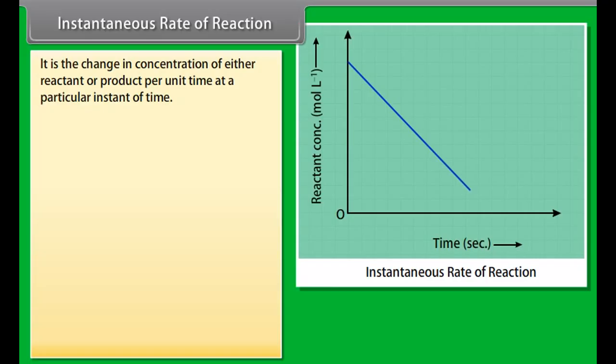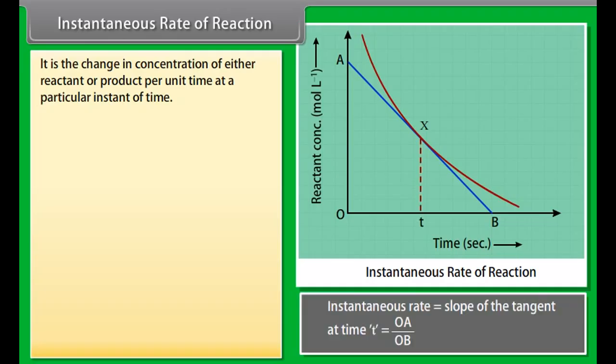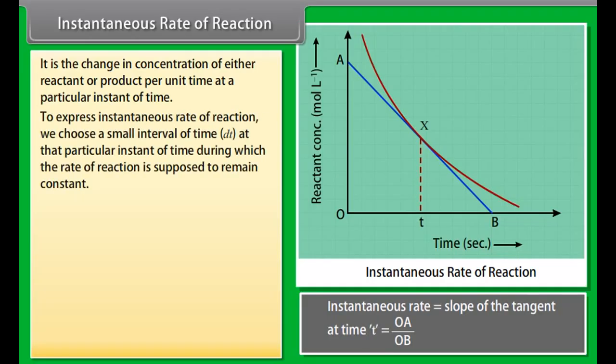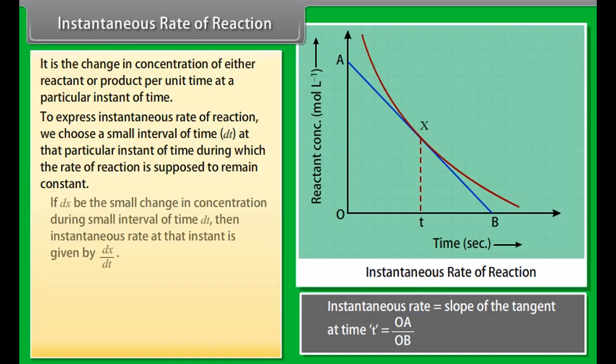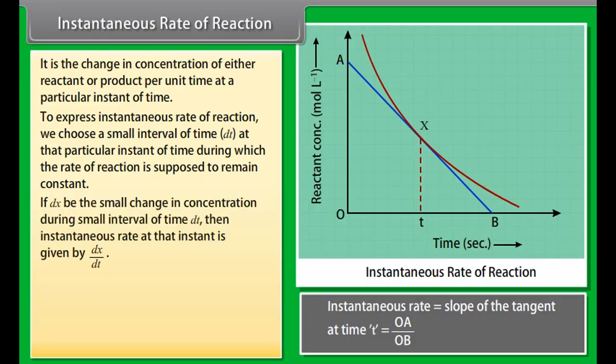It is the change in concentration of either reactant or product per unit time at a particular instant of time. To express instantaneous rate of reaction, we choose a small interval of time at that particular instant of time during which the rate of reaction is supposed to remain constant. If dx be the small change in concentration during small interval of time dt, then instantaneous rate at that instant is given by dx by dt.